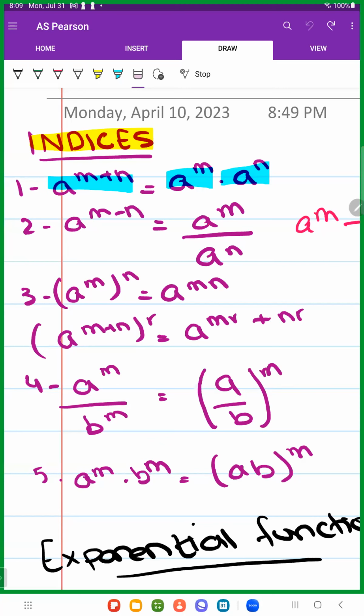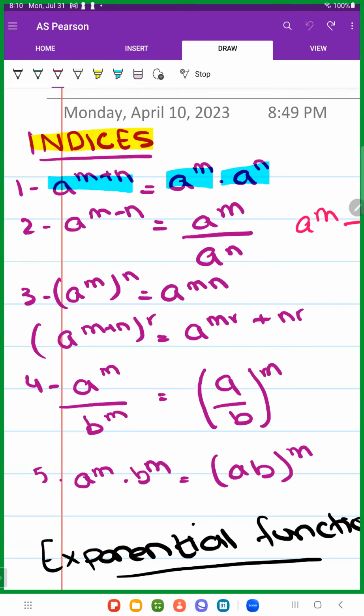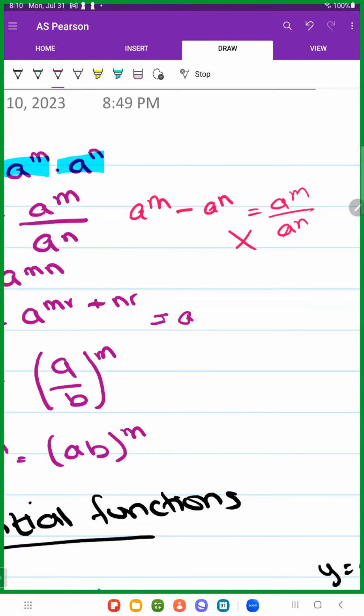There's another example where you have a^(m+n) in a whole bracket to the power r. Now the power becomes multiplied with the r, so it becomes a^(mr+nr). How can you further expand this? You can expand it further using rule one. Can you see the similarity? So it further becomes a^(mr) into a^(nr).